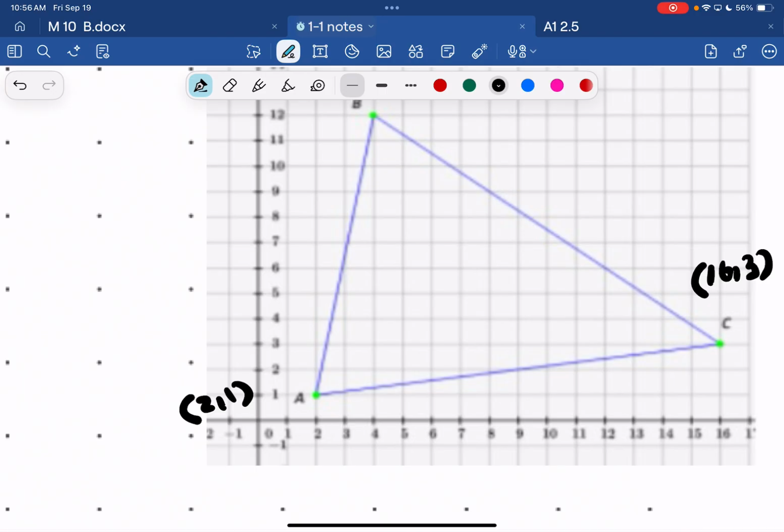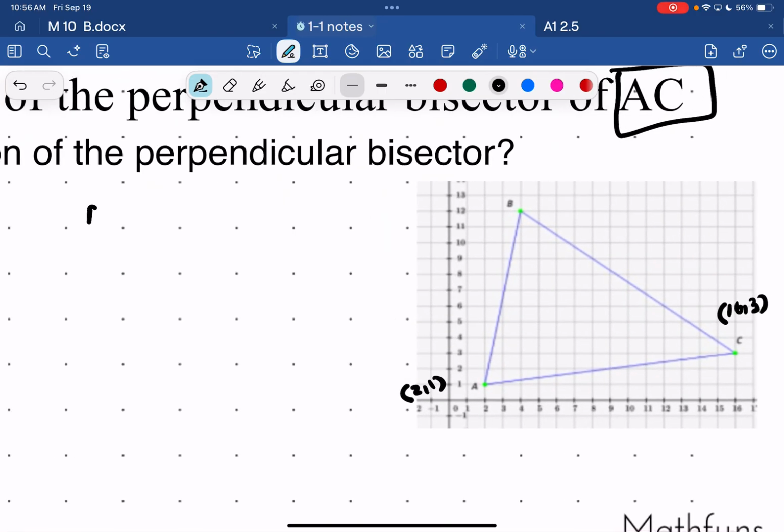Give me the midpoint of AC. Quick. You all should have the midpoint. Aditya, go ahead. He's saying 9, 2. Guys, do you agree?